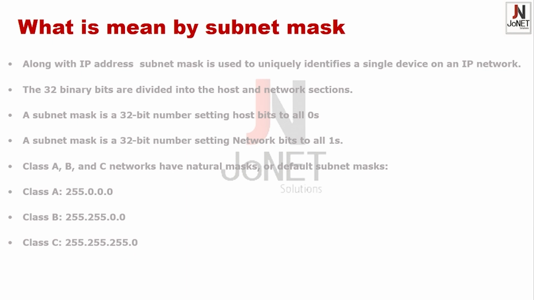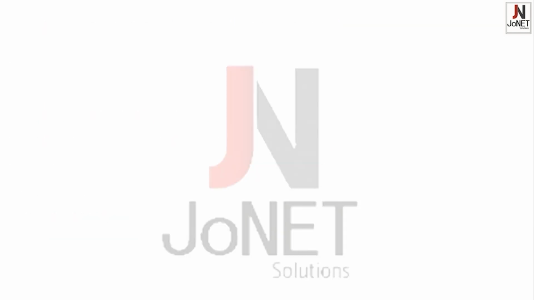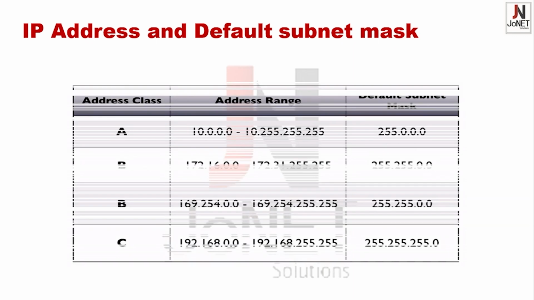So class A, class B, class C have the default subnet masks 255.0.0.0, 255.255.0.0, and 255.255.255.0. It represents that class A has an 8-bit network address and the remaining 24 bits are host bits. Class B has the first 16 bits as network and the remaining 16 bits as host. And class C has the first 24 bits for network and the remaining 8 bits for host. So like that, IP address and default subnet mask.